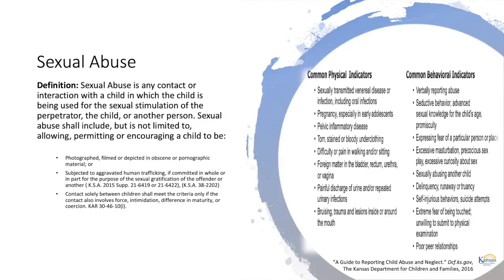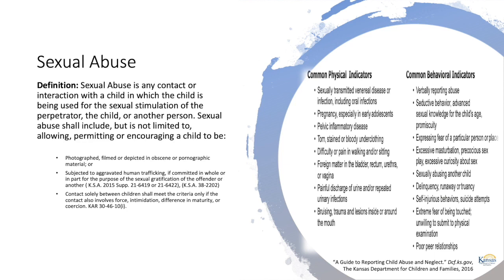Sexual abuse. Sexual abuse is any contact or interaction with a child in which the child is being used for the sexual stimulation of the perpetrator, the child, or another person. Sexual abuse shall include, but is not limited to, allowing, permitting, or encouraging a child to be photographed, filmed, or depicted in obscene or pornographic material, or subjected to aggravated human trafficking, if committed in whole or in part for the purpose of the sexual gratification of the offender or another.